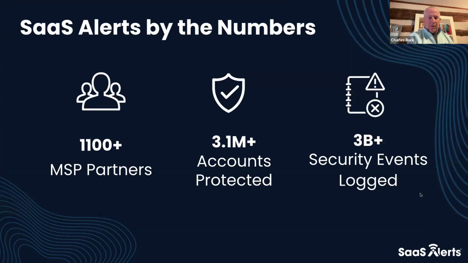So by the numbers, where we've come over the last four years, we just had a discussion about this morning on our internal company meeting. 3.5 years ago, we started off with 10 beta partners. Today, we're at over 1,100 MSP partners, monitoring over 3 million SaaS application accounts, most of them Microsoft 365, a subset of Google and Salesforce and other things. We are typically logging around 3 billion security events per year. That continues to go up, obviously, as our partner base grows and as our reach into the SMB community grows.